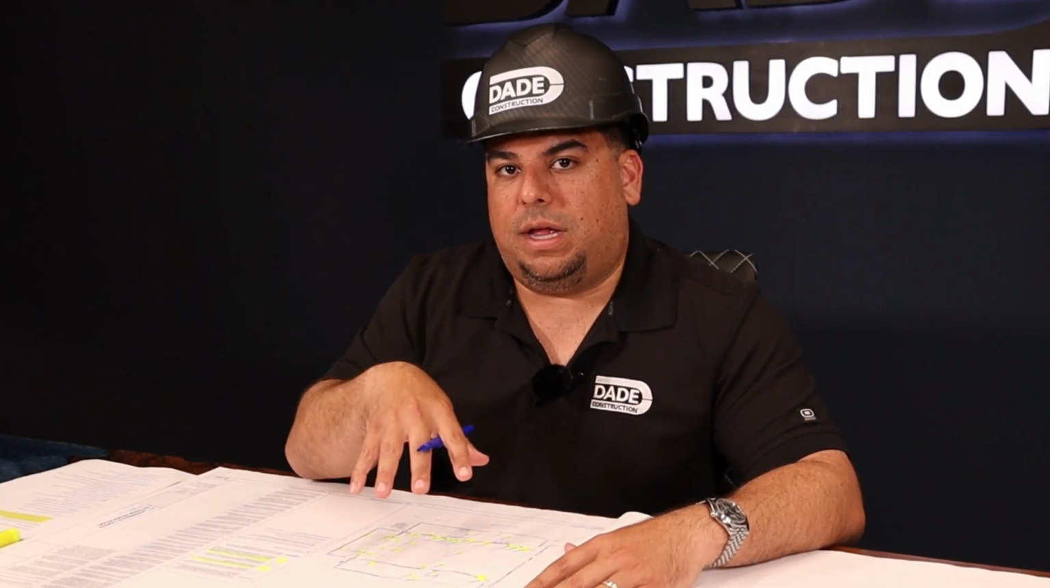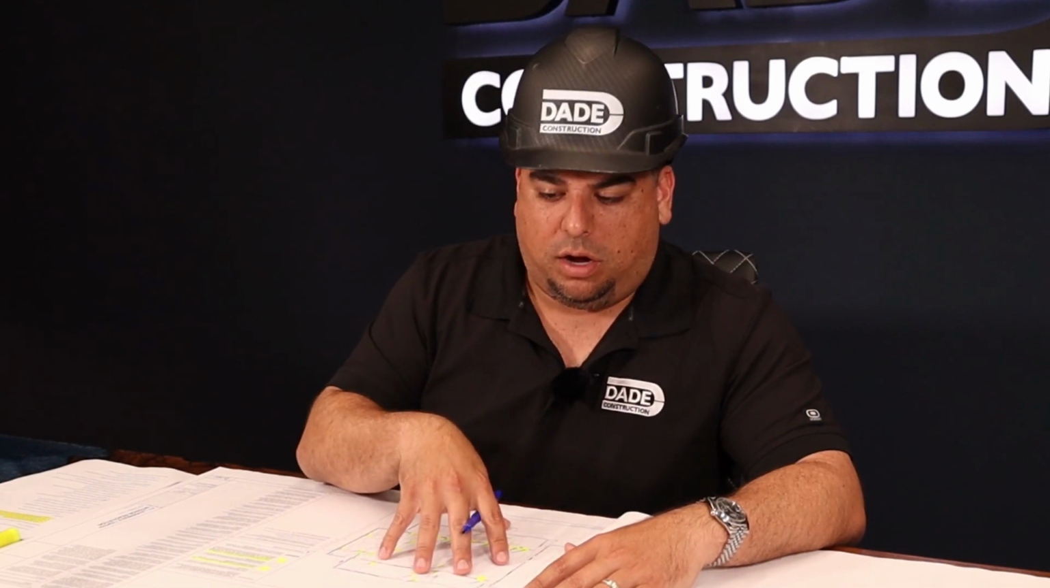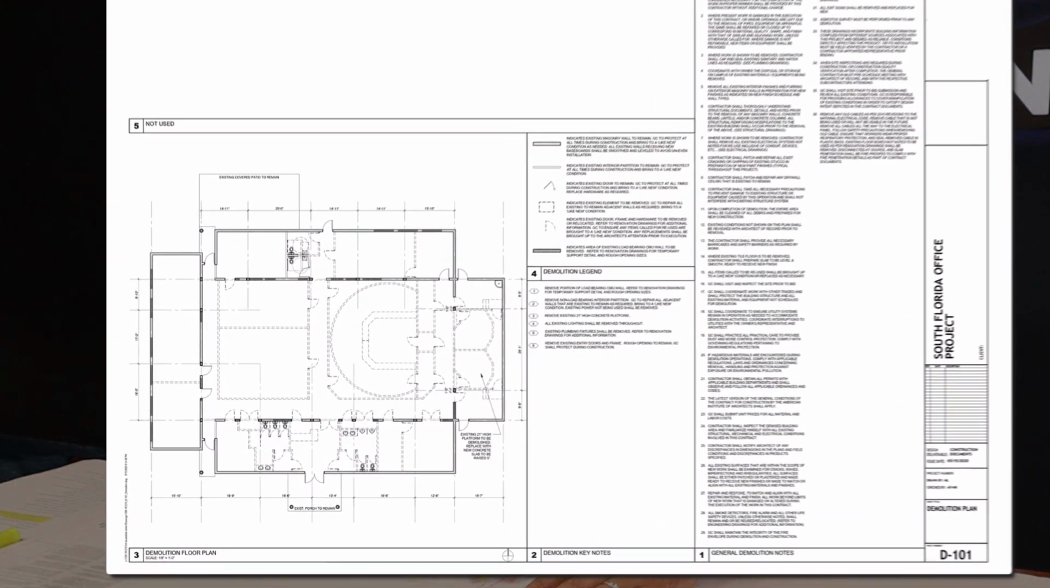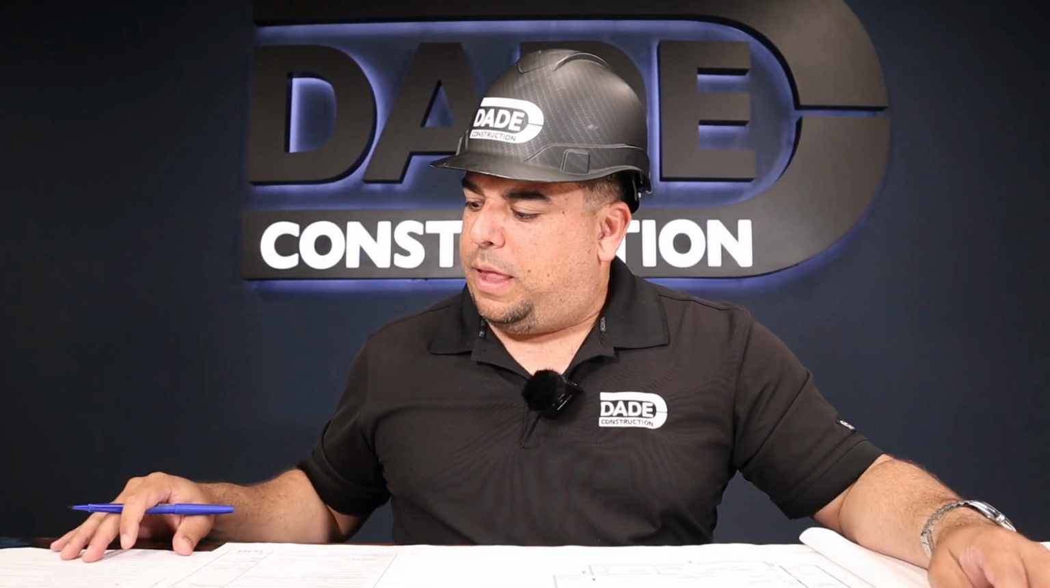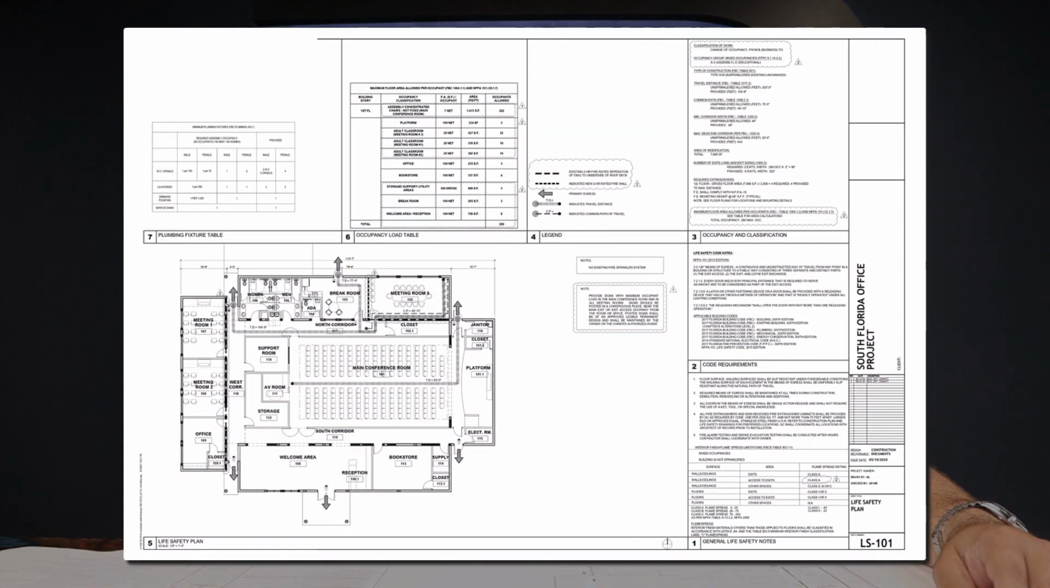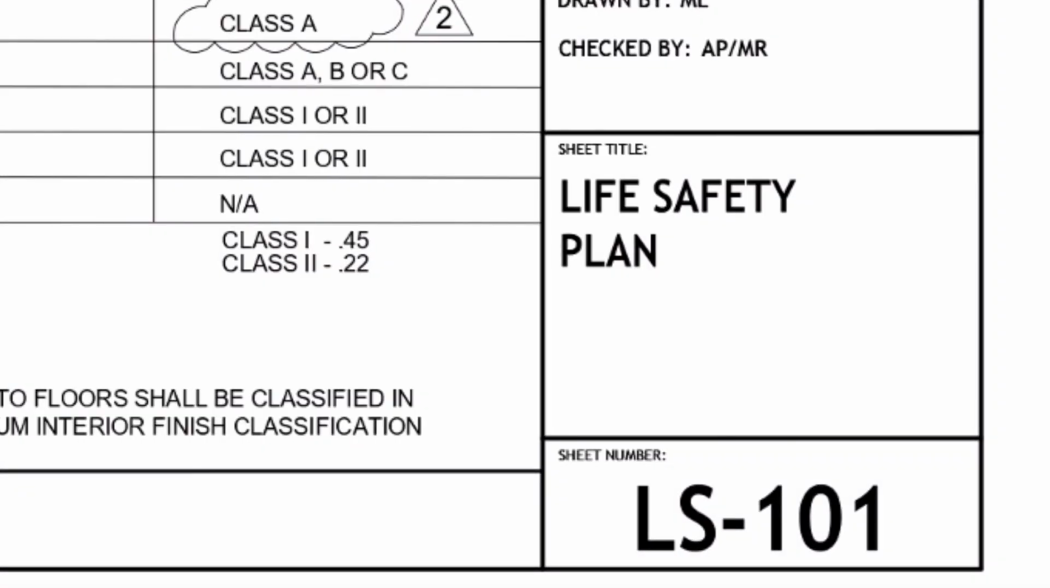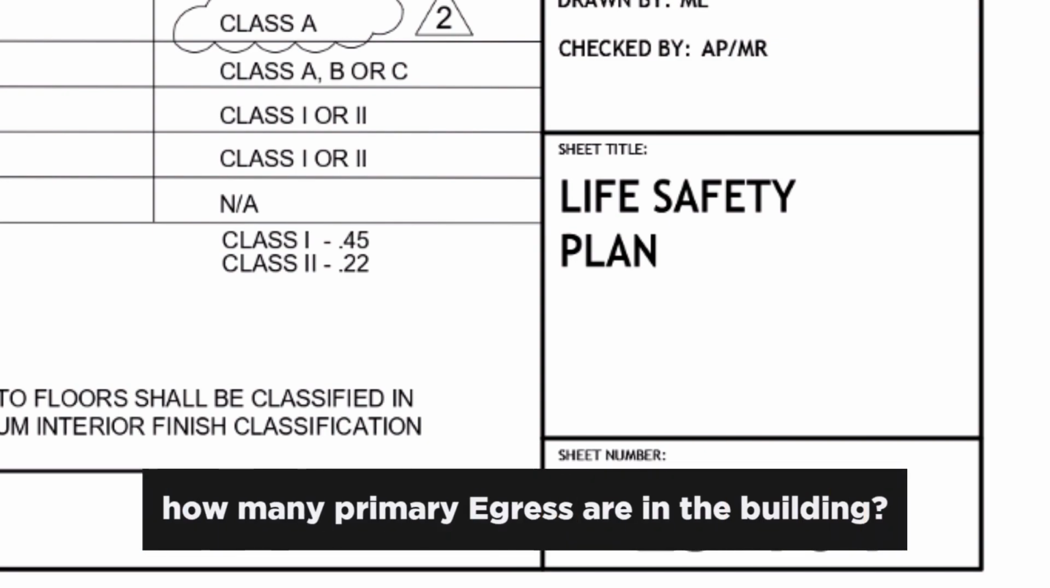So if we were actually doing demolition takeoff, door takeoff, this is exactly how I do it. I like to highlight, identify the doors, then I do my counts. Okay, so door number 5. Right now we're looking at the life safety plan. We're on sheet LS 101, life safety plan, and the question asks, how many primary egress are in the building?